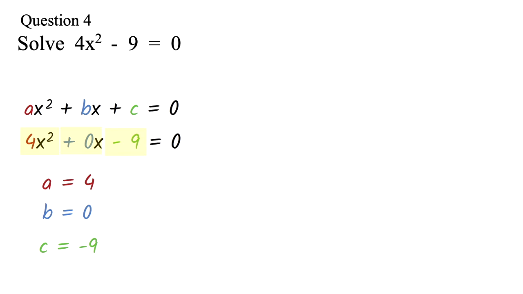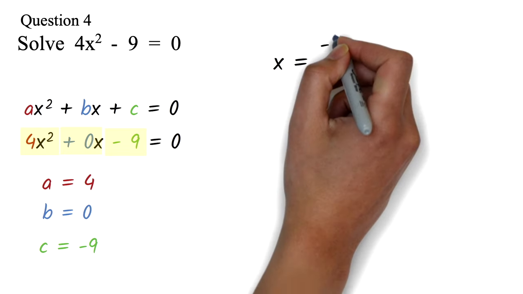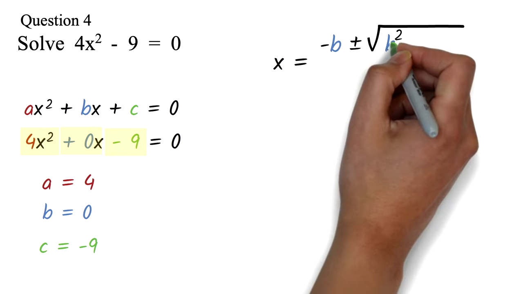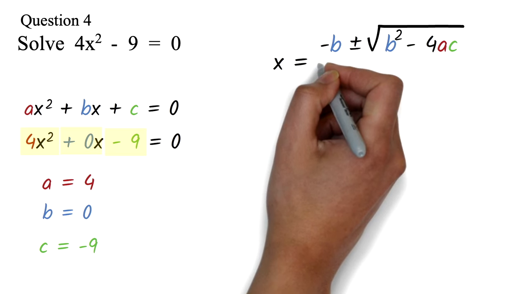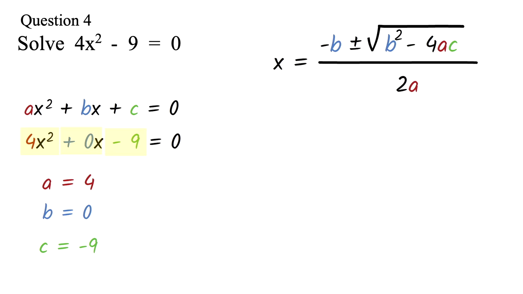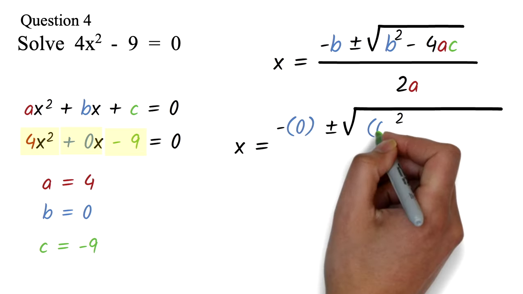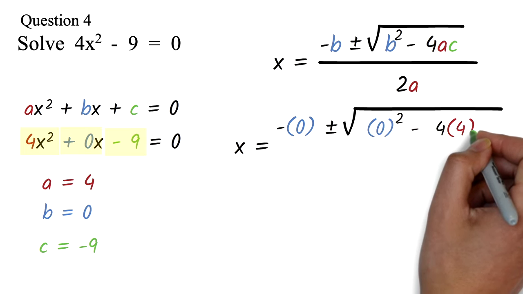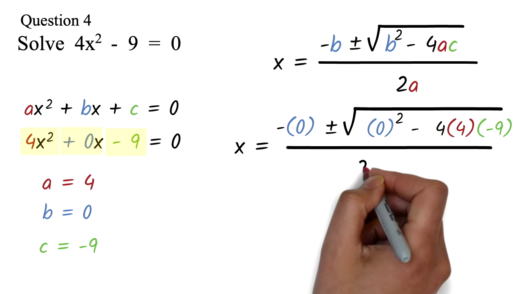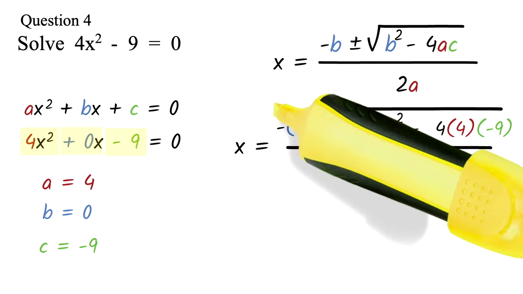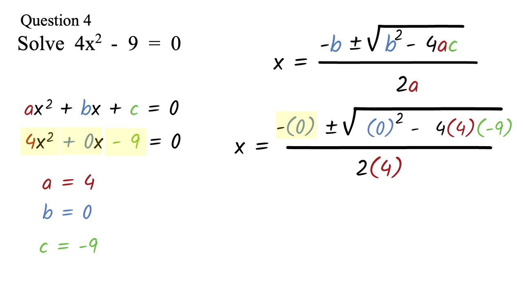The quadratic formula is x equals minus b plus or minus square root of b squared minus 4ac all over 2a. We'll just replace each of the letters by their values. Please take note of the color code so you know where everything is coming from. We have x equals minus 0 plus or minus square root of 0 squared minus 4 times negative 9 all over 2 times 4. Minus 0 is 0, and 0 squared is also 0.